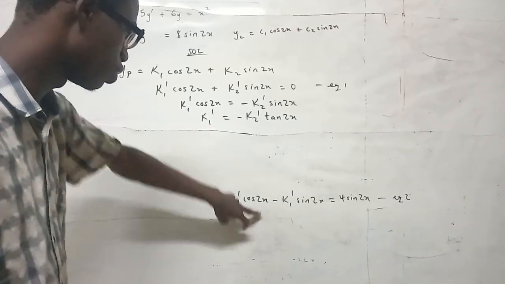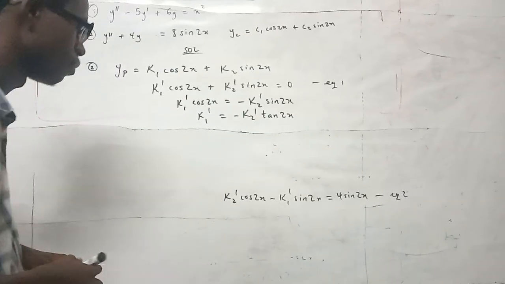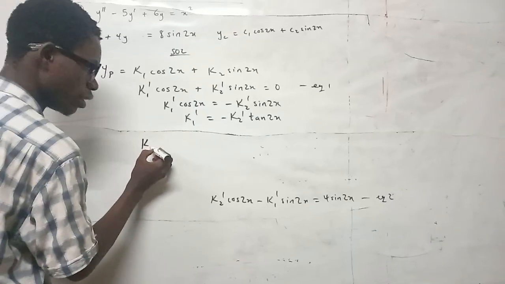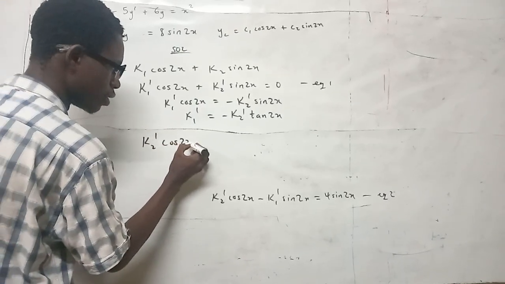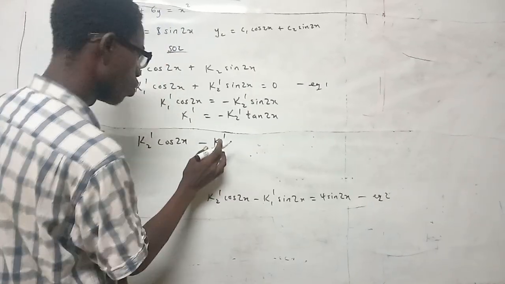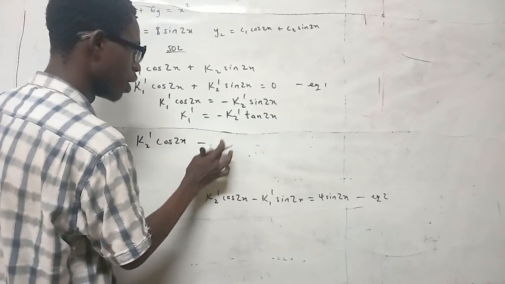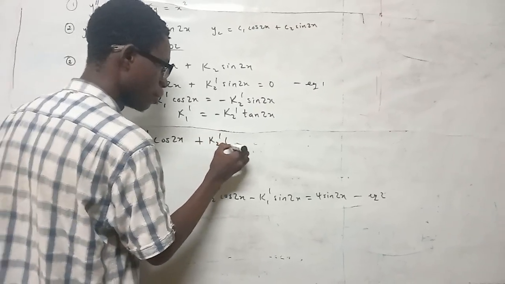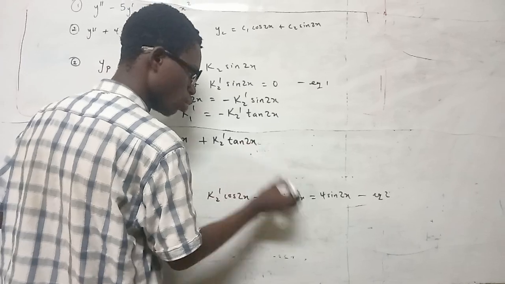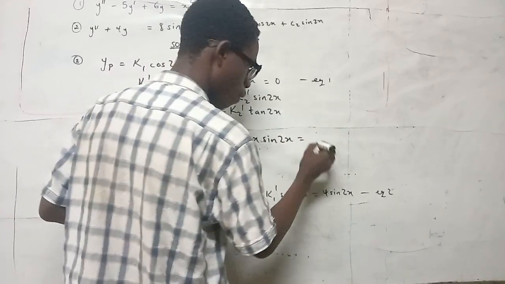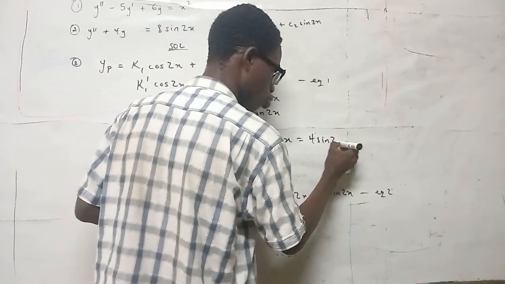So this is what we are going to substitute into the second equation. We have k2 prime cos 2x minus k1 prime sine 2x. Since k1 prime is minus k2 prime tan 2x, and this is minus, it turns to plus k2 prime tan 2x, with the sine 2x that is already there, equals 4 sine 2x.